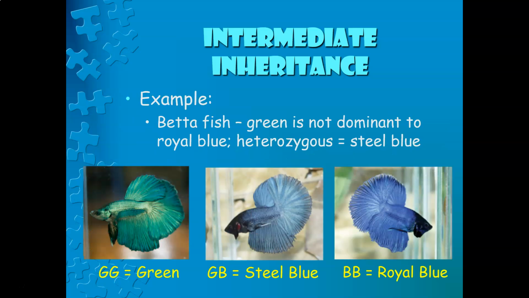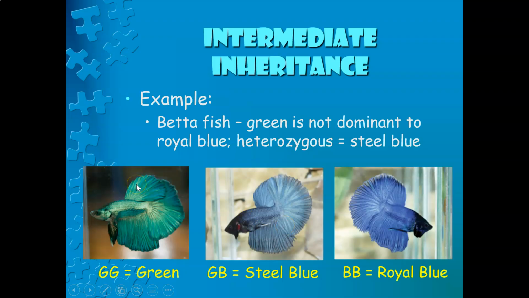So if I look at some examples of intermediate inheritance, here's one with betta fish. So green is not completely dominant over that royal blue color. So when we write these out, we typically use 2 capital letters. And so here you'll get 2 G's. That gets me that sort of traditional dominant green. I get 2 B's, more your traditional recessive. But when I get both of them, I get a mixture of this green and blue, and so I sort of get this sort of steel blue color in the interim.